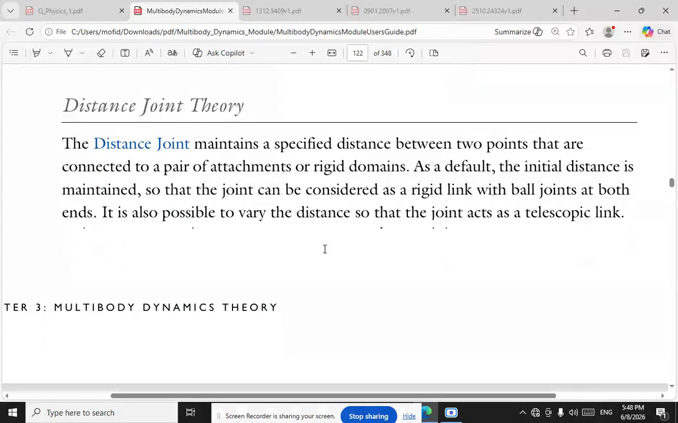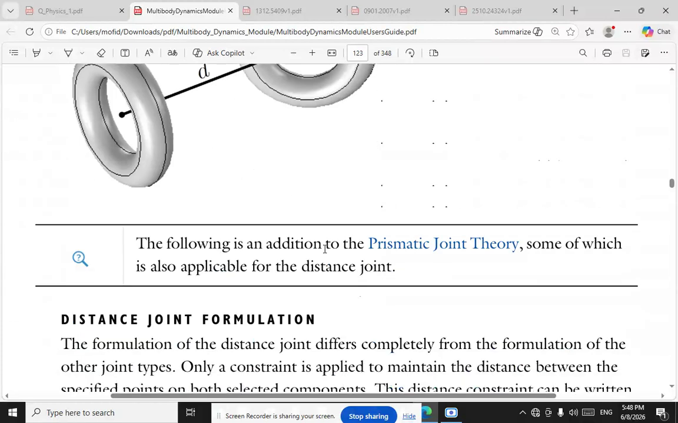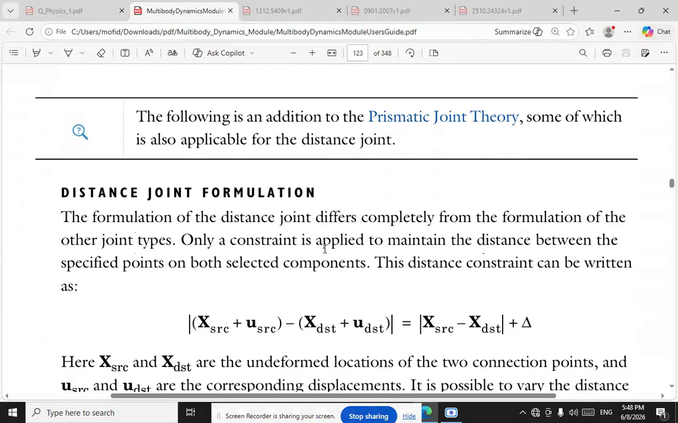The distance joint maintains a specified distance between two points that are connected to a pair of attachments or rigid domains. As a default, the initial distance is maintained so that the joint can be considered as a rigid link with ball joints at both ends. It is also possible to vary the distance so that the joint acts as a telescopic link. The following is an addition to the prismatic joint theory, some of which is also applicable for the distance joint.